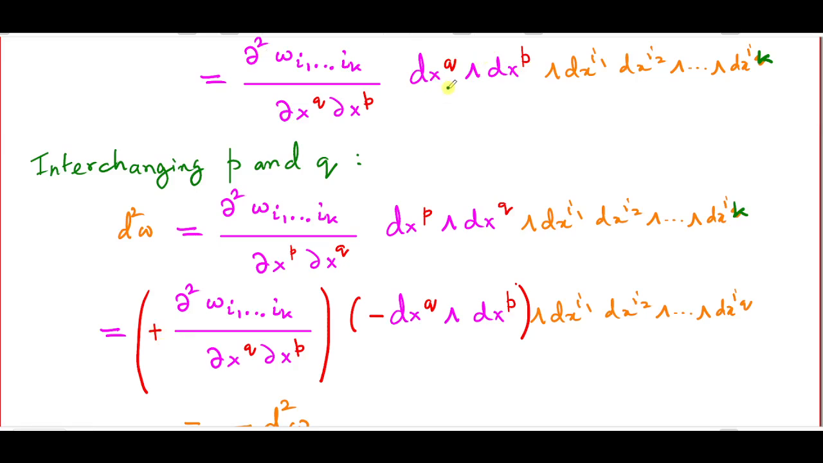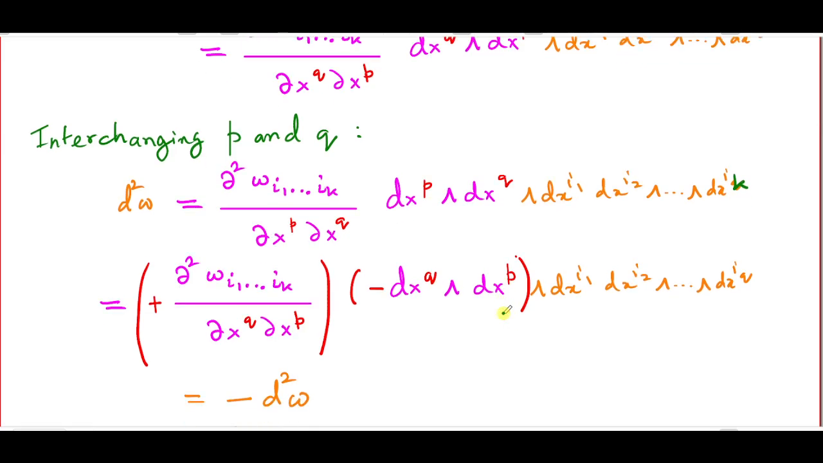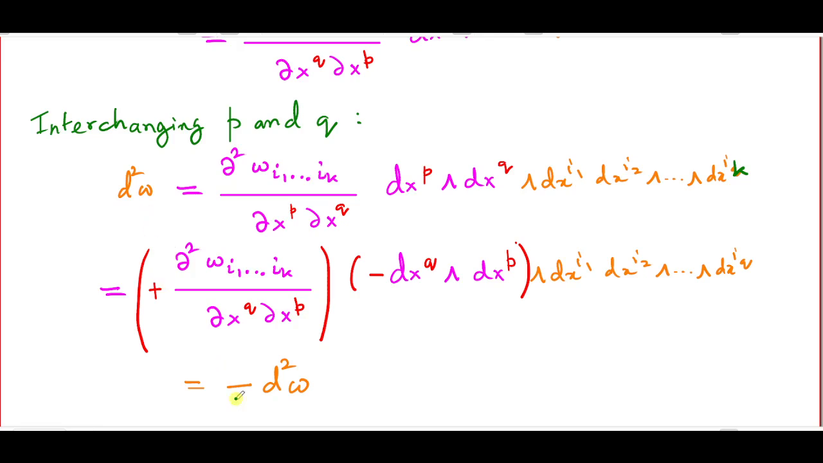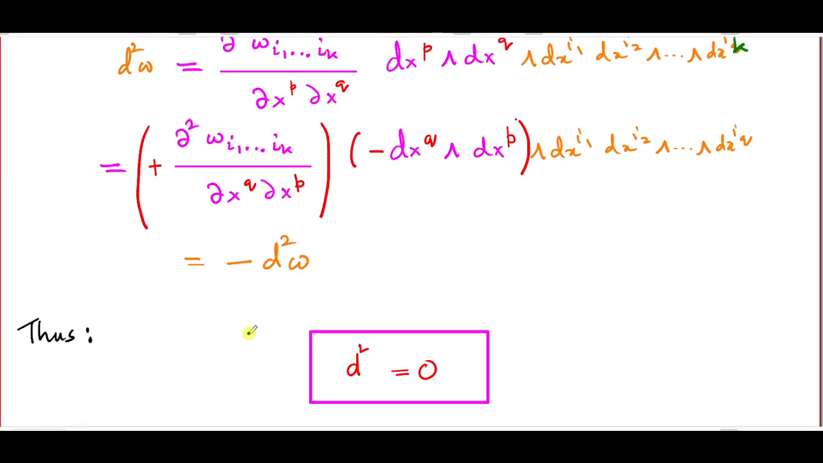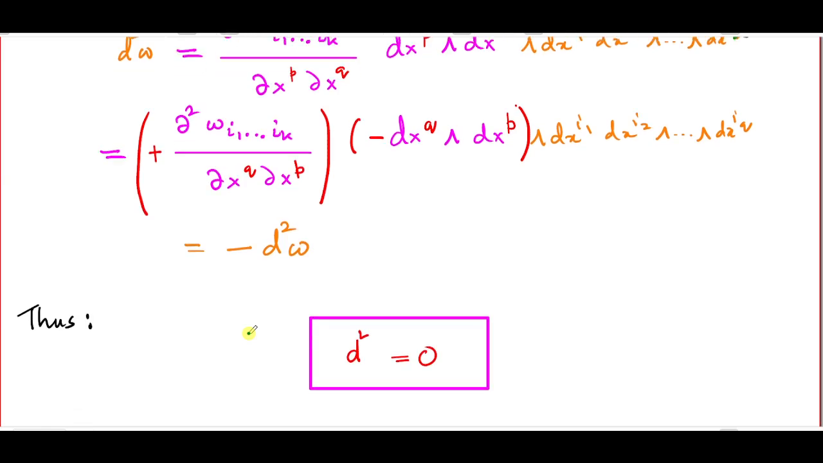Whereas dxq wedge dxp and dxp wedge dxq are actually negatives of each other, being the wedge product of 2 1-forms. So you get minus sign here. What that means ultimately is d square acting on omega is negative of d square acting on omega, and the only thing which is the negative of itself is of course 0. So d square acting on any k form gives you 0, and as a result d square as an operator vanishes. D is a nilpotent operator.